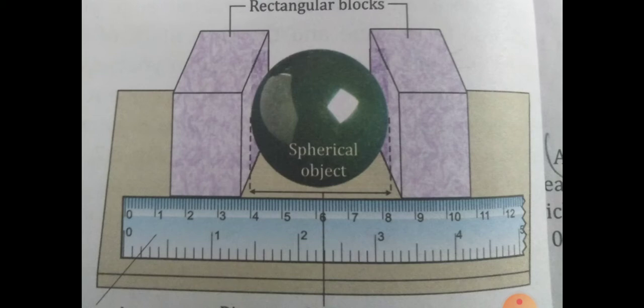Okay, children, what is a spherical object? That is a sphere-like structure. This is not a circle. This is our sphere. Sphere means a three-dimensional structure. Can you give me an example of a sphere? Yes, a football, a cricket ball, our Earth is a sphere.